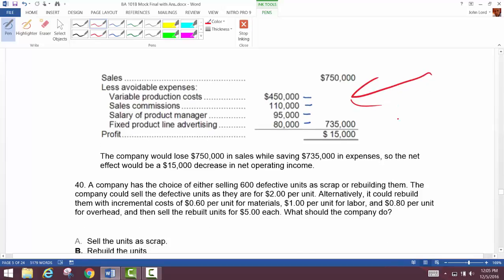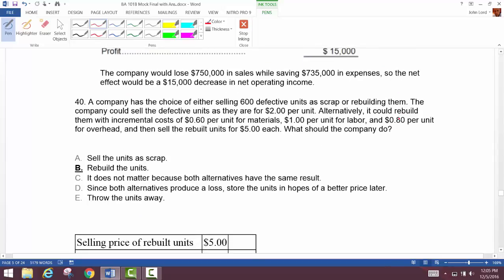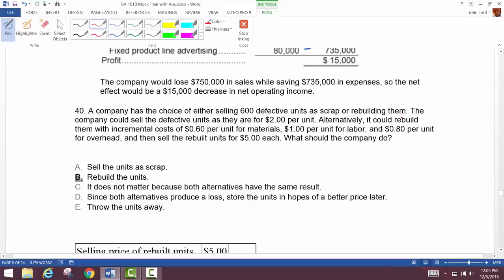Okay, good. Let's take a look at number 40. A company has the choice of either selling 600 defective units as scrap or rebuilding them. The company could sell the defective units as they are at $2 per unit. Alternatively, it could rebuild them with incremental costs of 60 cents per unit for materials, $1 for labor, 80 cents for overhead, and then sell the rebuilt units at $5 each. What should the company do?